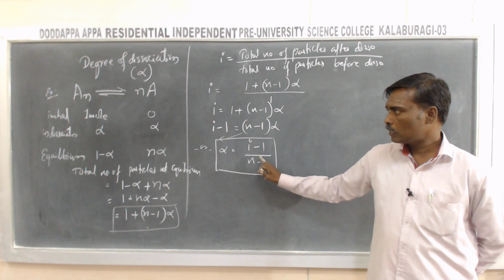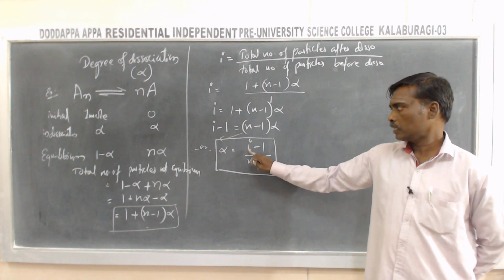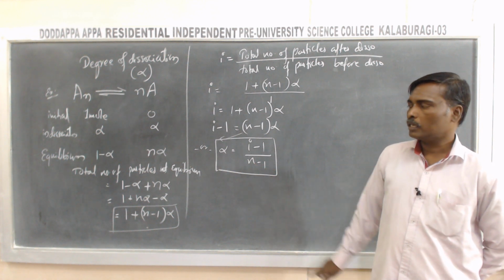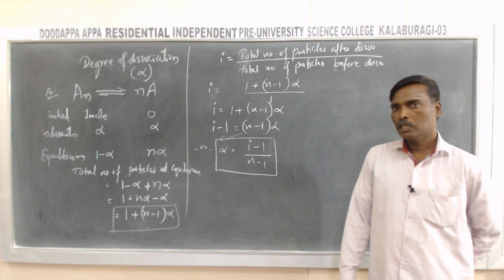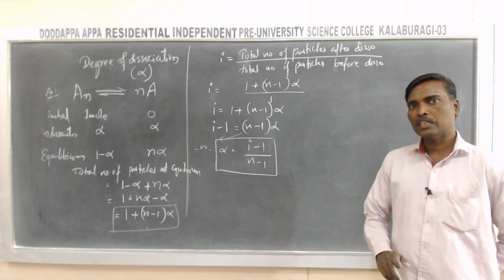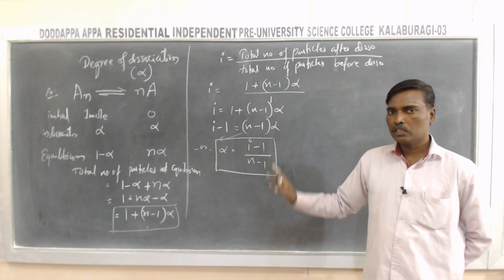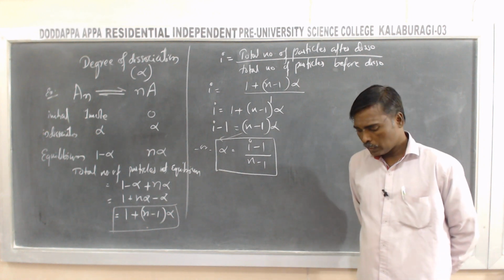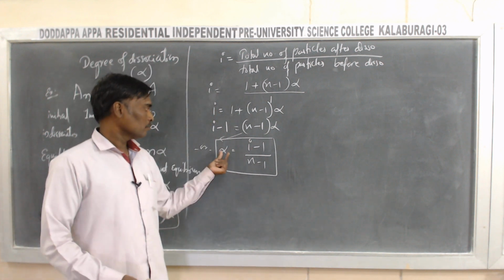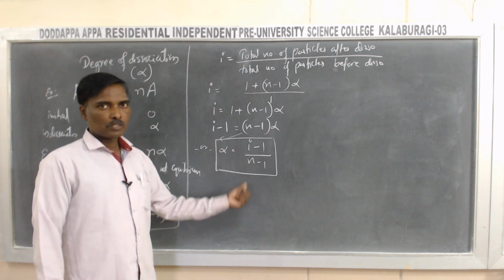This equation is used to calculate the degree of dissociation. Here, i is the Van't Hoff factor, and n is the number of ions formed. How many ions are formed after dissociation? For example, acetic acid dissociates and forms 2 ions, one acetate ion and another H plus ion. So with the n value, we calculate alpha, the degree of dissociation, using this formula. Sometimes the i value is given based on the percentage of dissociation, and then also we use the same formula.